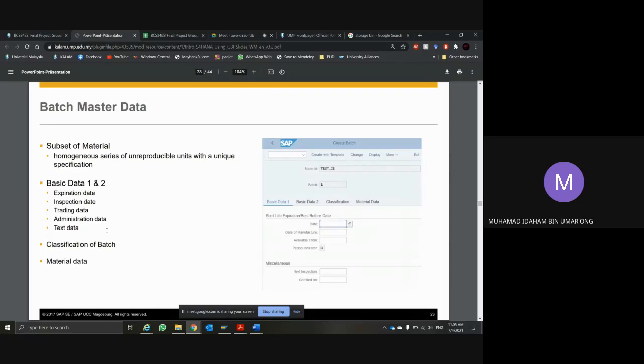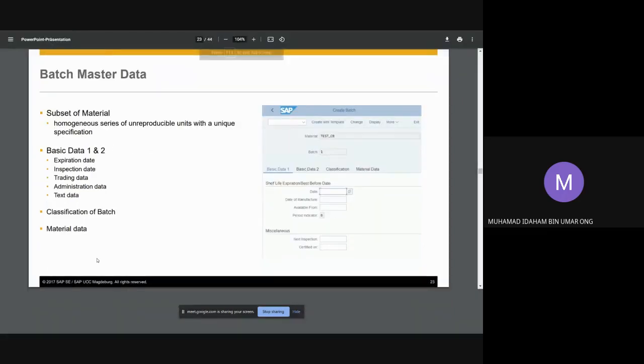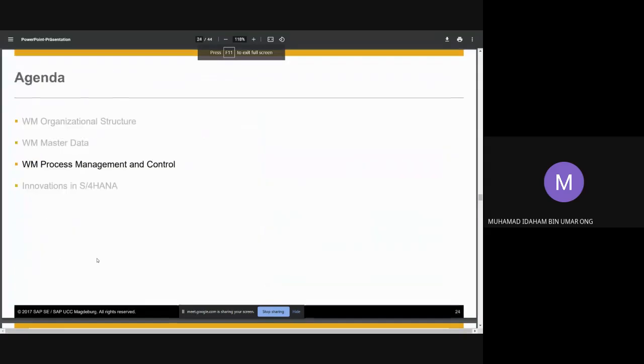Batch master data, you want to see when the item was produced, expiration, date of inspection, and so on. Those are the types of things. Usually when we talk about master data, it's related to the quality of the material itself, the quality of the produced item, whether there is any quality issue. If there is no issue, we're not going to be concerned with batch master data. But if there is an issue, we need to track back on which batches are having those quality issues. For example, the case that we went through just now was Takata Airbags.